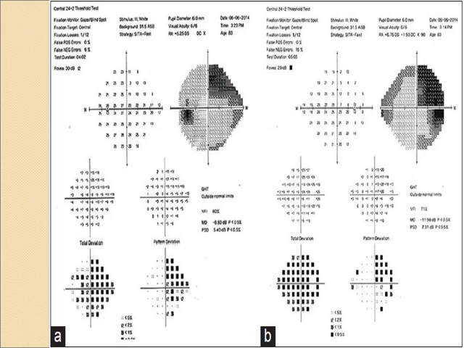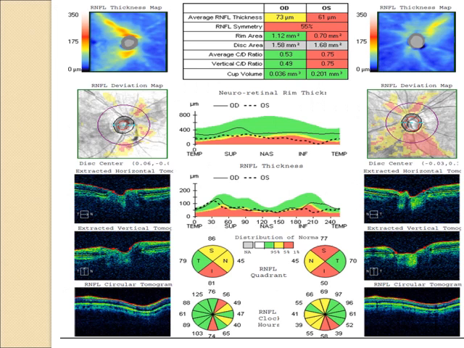What other investigation is needed in case of primary open-angle glaucoma? OCT of the nerve fiber layer to know the thickness of the peripapillary nerve fiber layer. This is the OCT of the peripapillary nerve fiber layer in case of glaucoma.